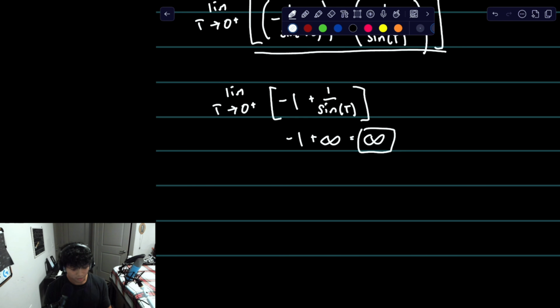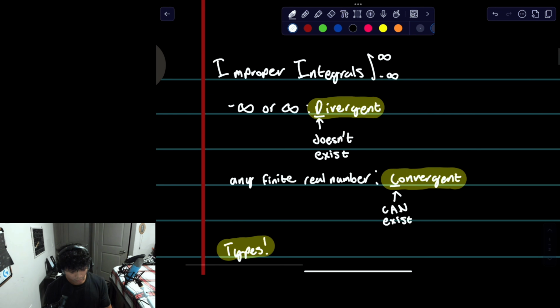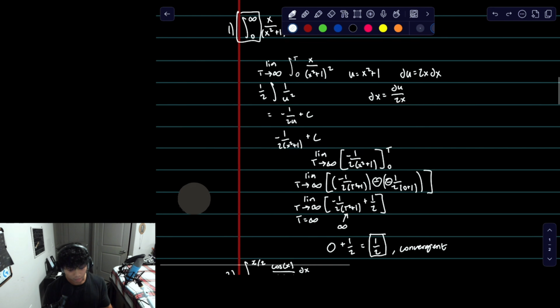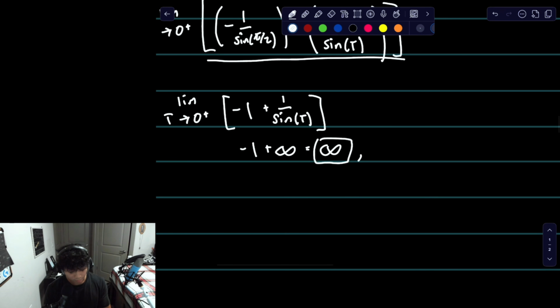does it converge or diverge? Well, looking back at our definition, negative infinity or infinity does not exist. And because it does not exist, which starts with the letter D, it will be divergent. And again, if it can exist, it would be convergent due to it starting with C. So our final answer is infinity, divergent.